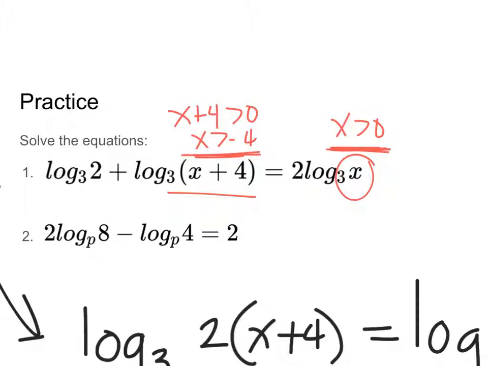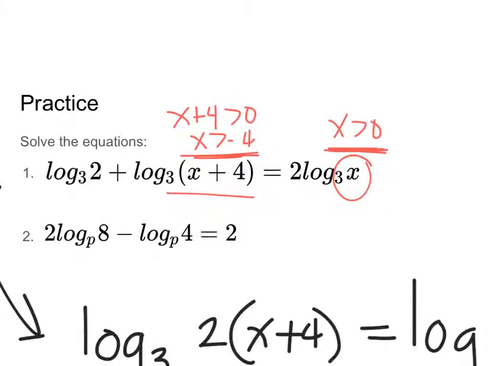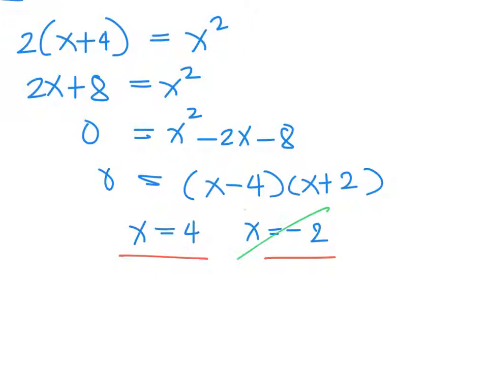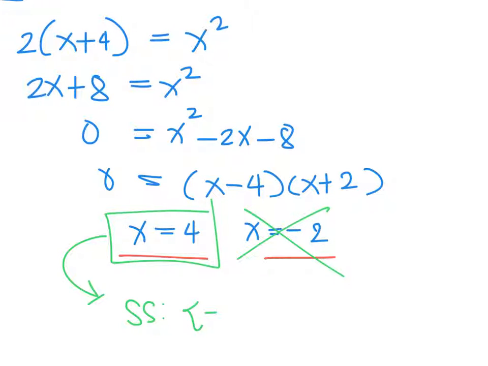In x greater than negative 4, it is allowed to use negative 2, negative 3. Okay, but for x greater than 0, it says all x must be positive. And then if we look at the initial solutions, one of them is a negative number. So we should accept only x equals 4. Okay? So you can write your solution as a set, and that's just the number 4.